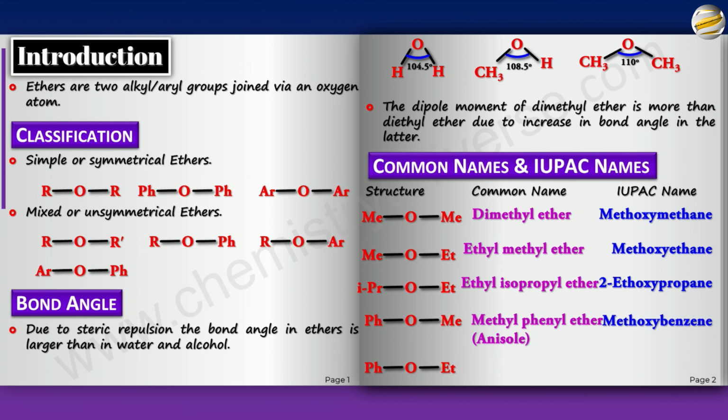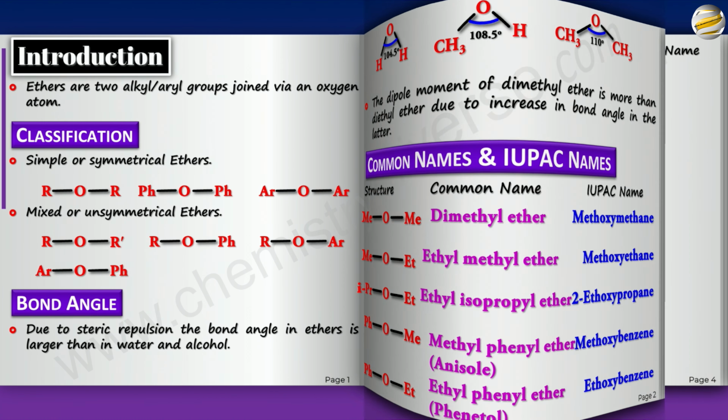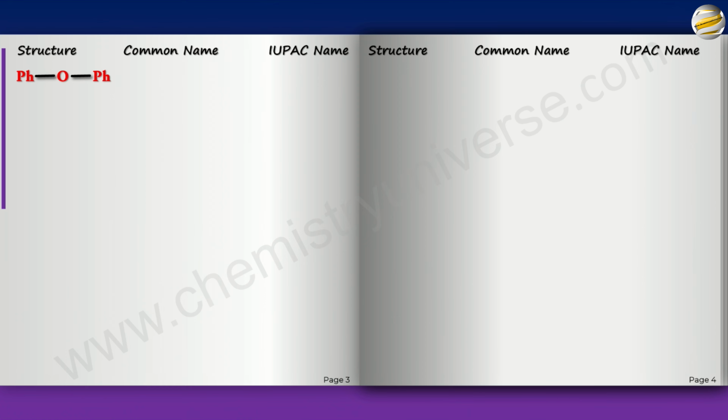And what do you think will happen to this one? It's ethyl phenyl ether. It's also called phenetole. And the previous one is called anisole. You have to remember these. And again, this is ethoxybenzene. Okay, so let's look at some more. What do you think would be the common name of this? Obviously diphenyl ether. And the IUPAC is going to be phenoxybenzene.